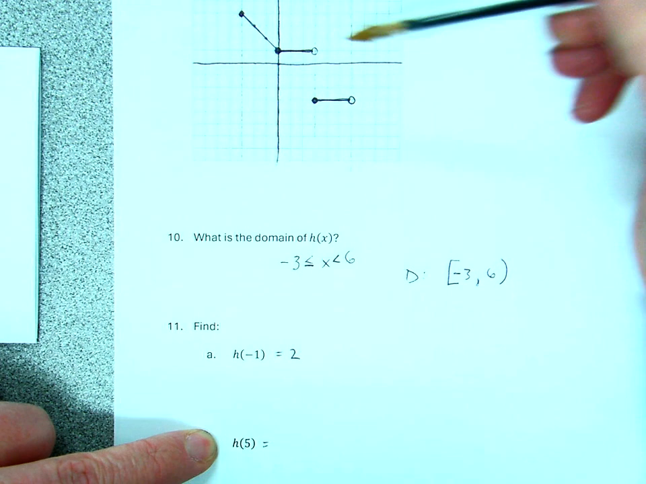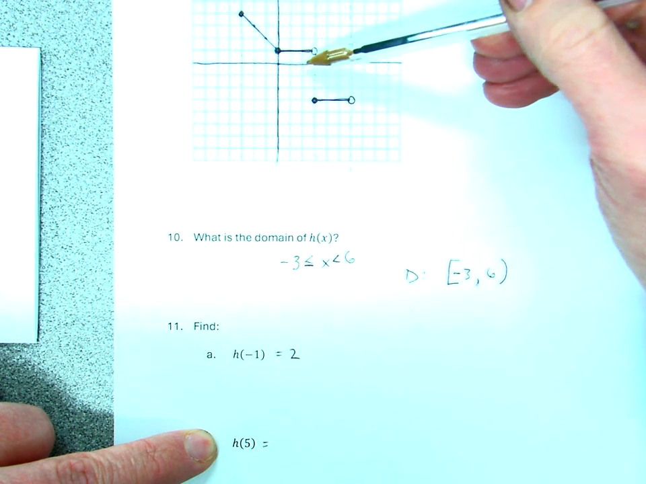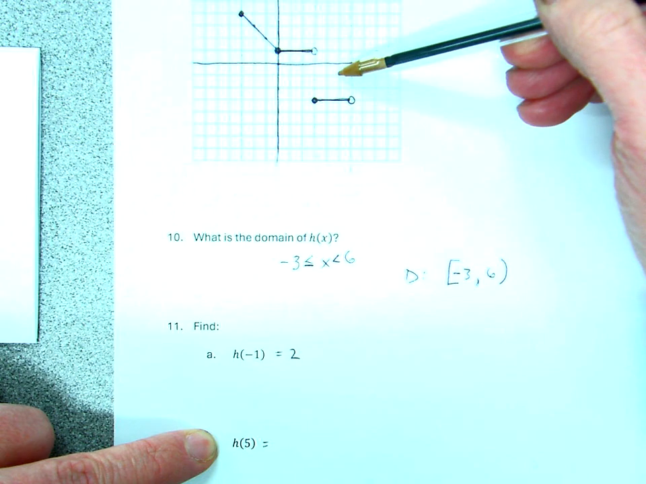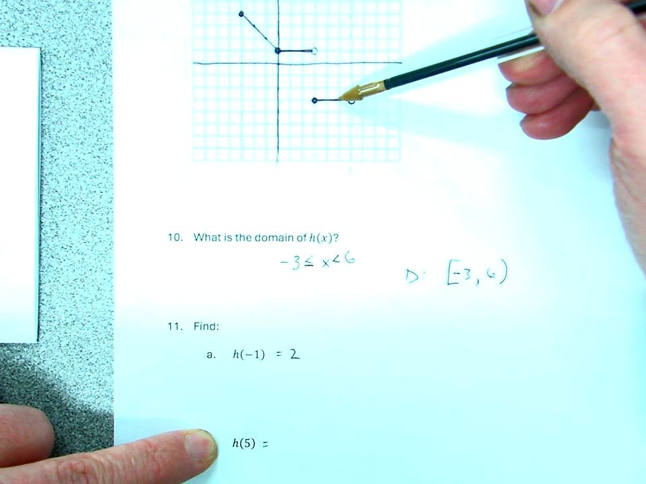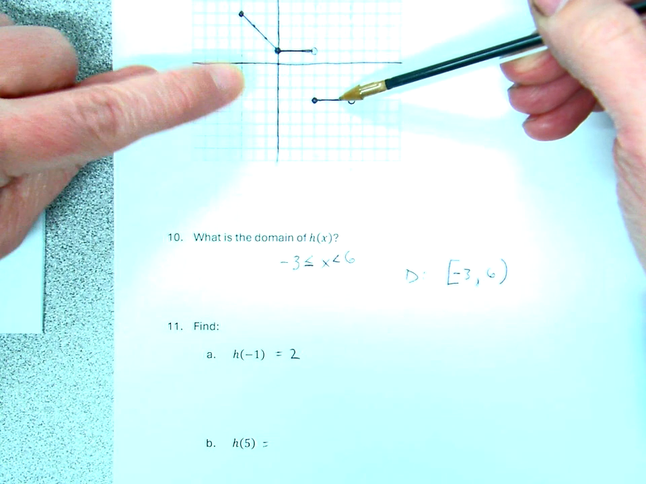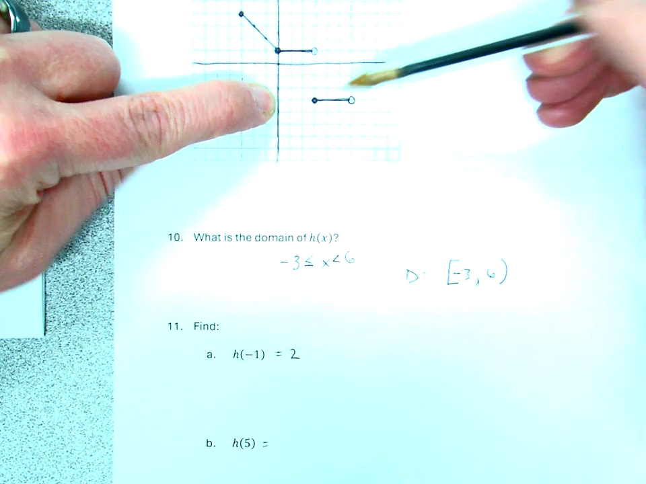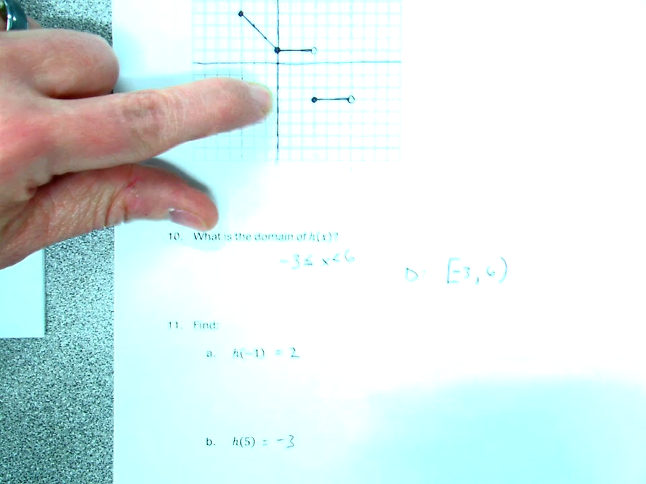So when I go over here to 5, 1, 2, 3, 4, 5, I'm going to find out where the function is, way down here. Once I reach that value, I can see what the y value is. The y value was -1, -2, -3.